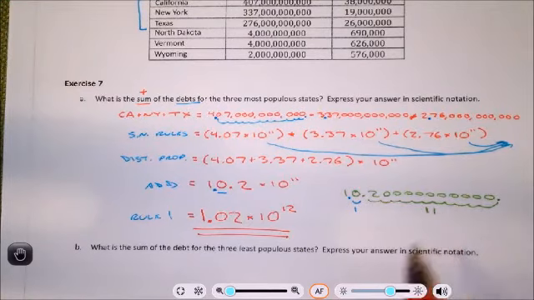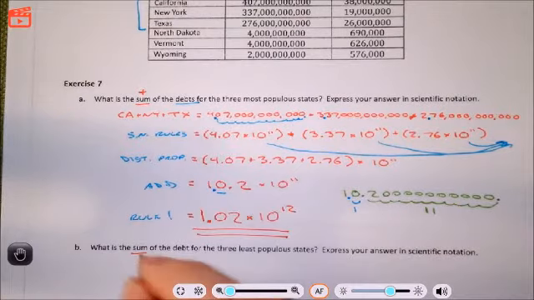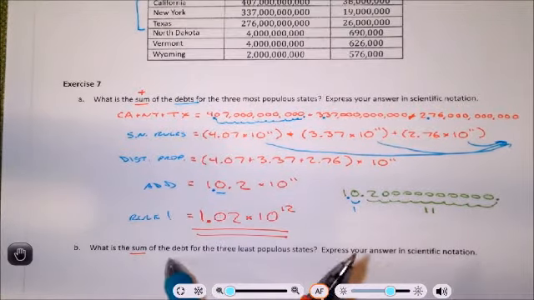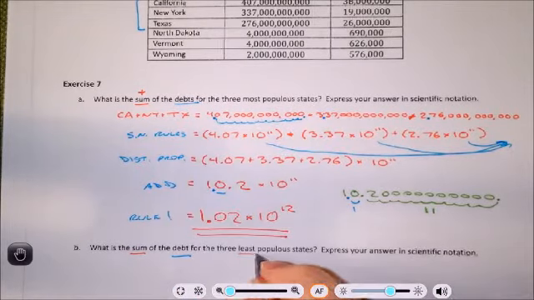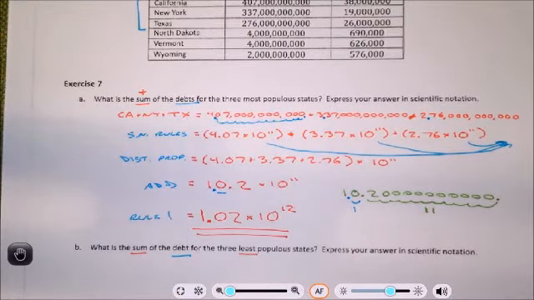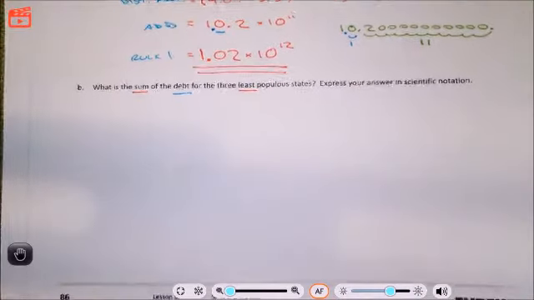We will do it again for part B, because part B is asking us to do the exact same thing as part A, only this time we're going to do the sum of the debts of the 3 least populous states. So if you feel confident after part A, pause the video and try part B on your own. If you don't feel confident yet, you can keep going with this and I will explain it live. If you feel confident, feel free to pause the video, come back and check your answers when you're done.